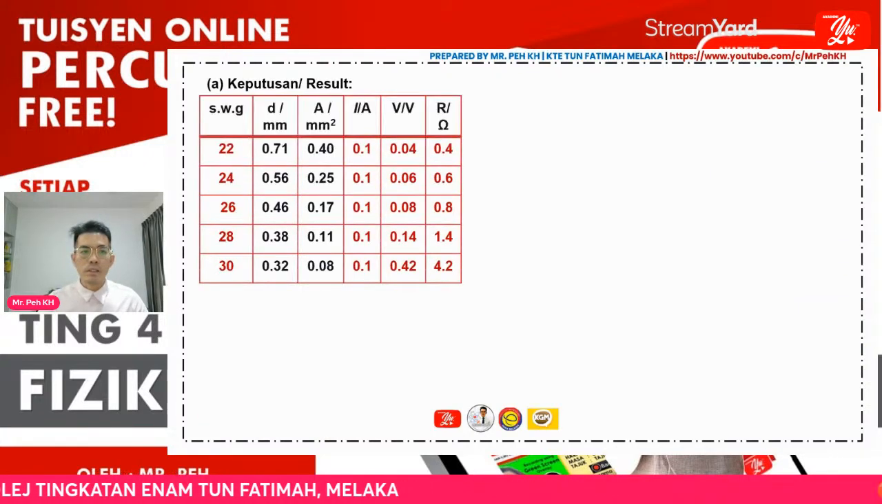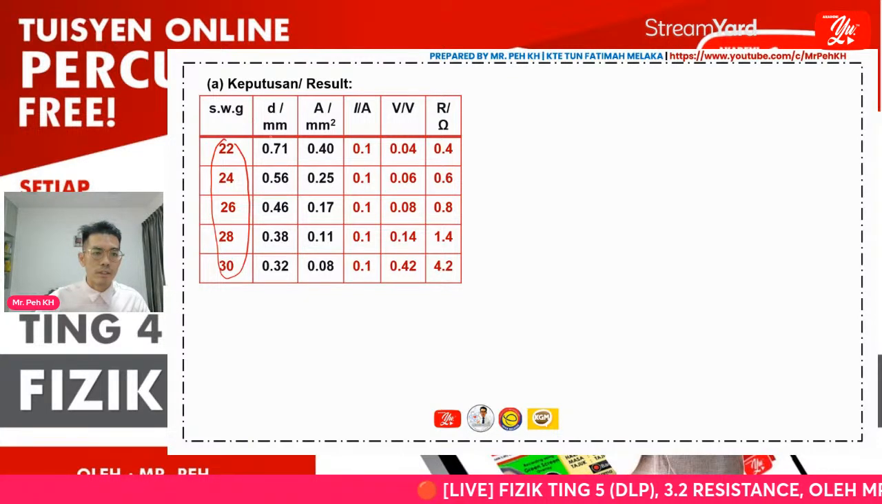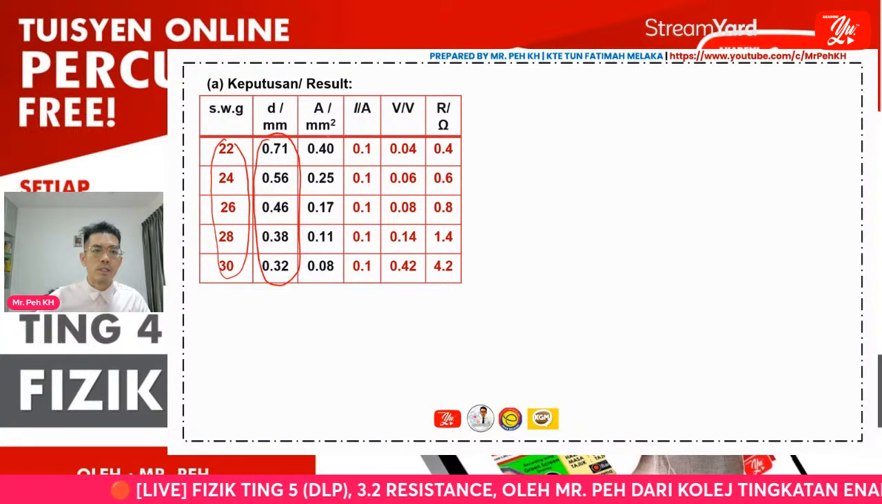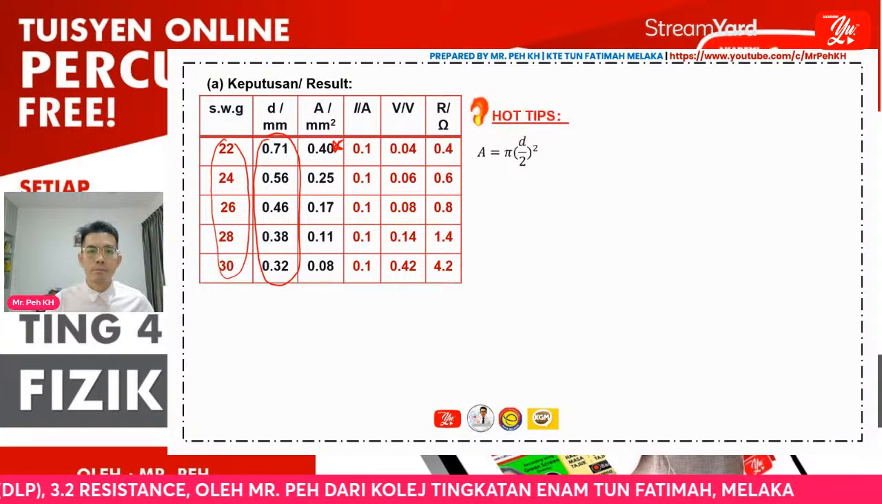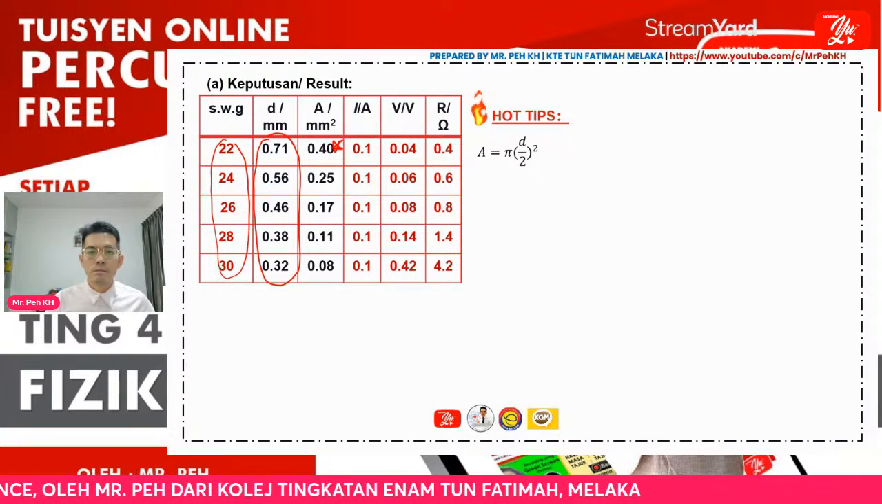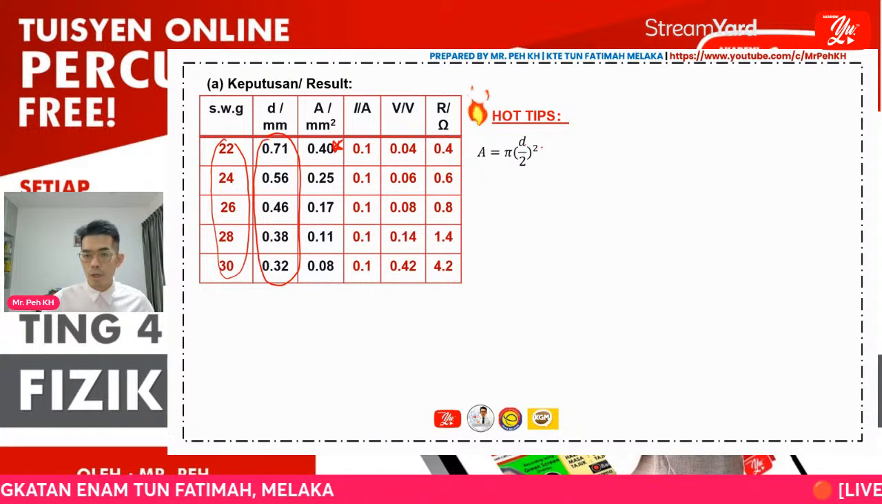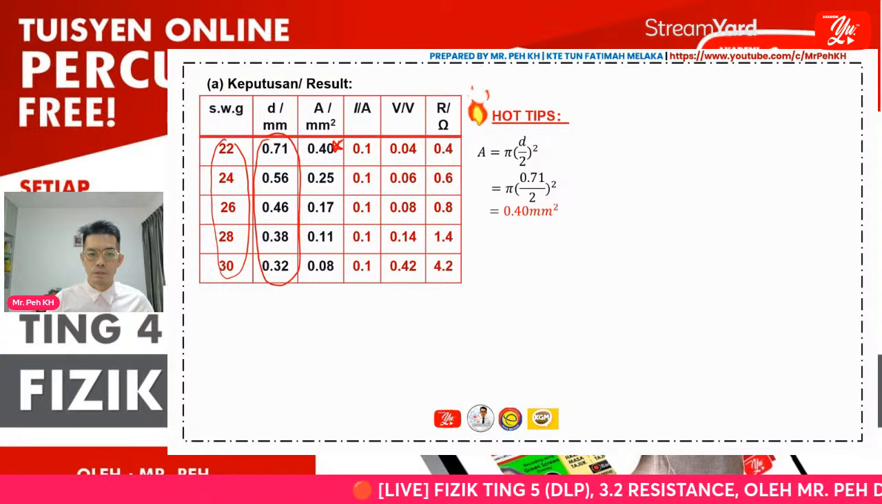So the result will be showing this. This will be provided, and the diameter will also be provided. The cross-sectional area you need to calculate by this formula, where A is pi r squared. So r will be d over 2. So you get this value, 0.40.